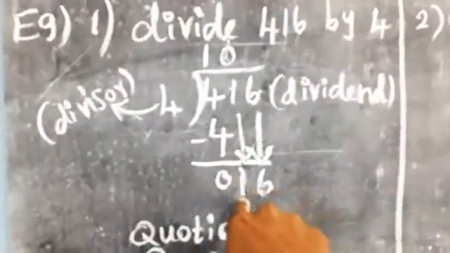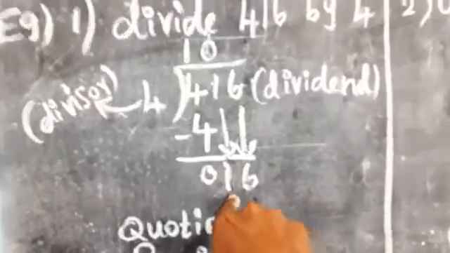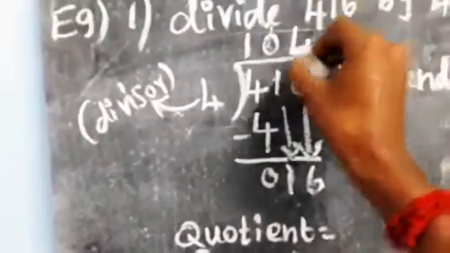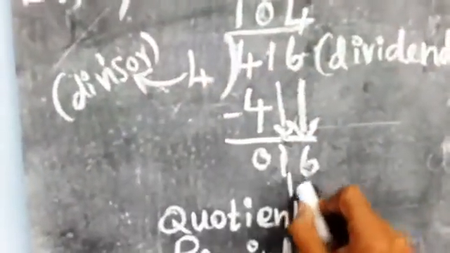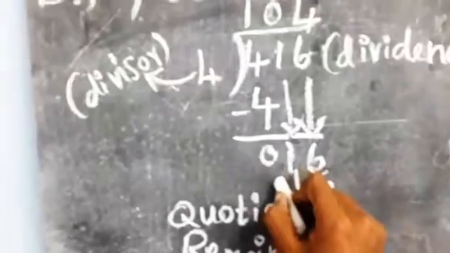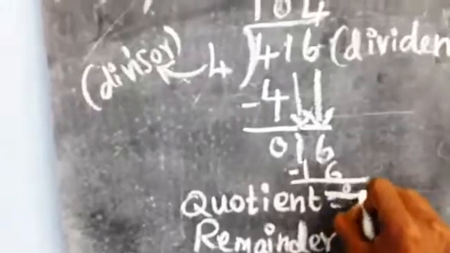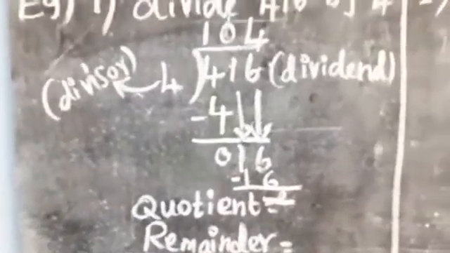Now you multiply by the 4. 4 4s are 16. Now we subtract: 16 minus 16. Yes, 0.